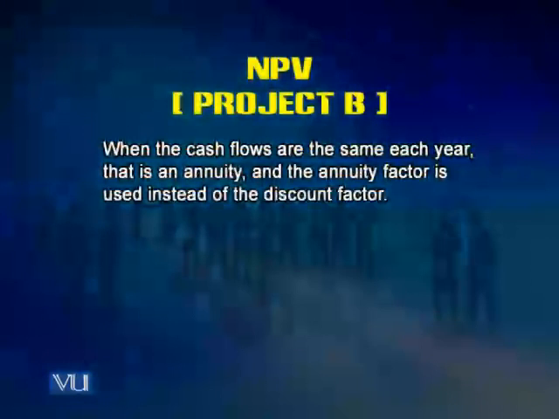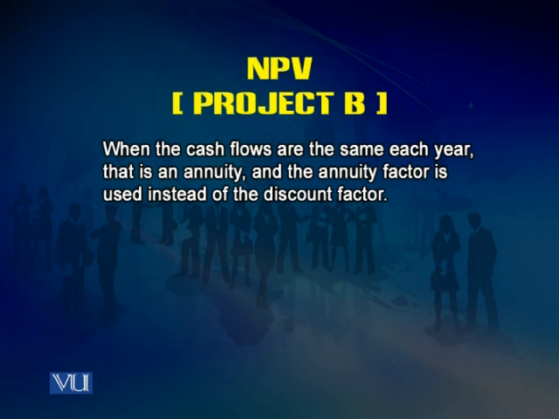The calculation of discount factor, of course, will be covered in your finance courses. Here we are going to just refer to the discount factor and the calculation the way it is done. NPV of project B. When the cash flows are the same each year, that is an annuity, and the annuity factor is used instead of the discount factor. Annuity factor and discount factor are essentially the same.